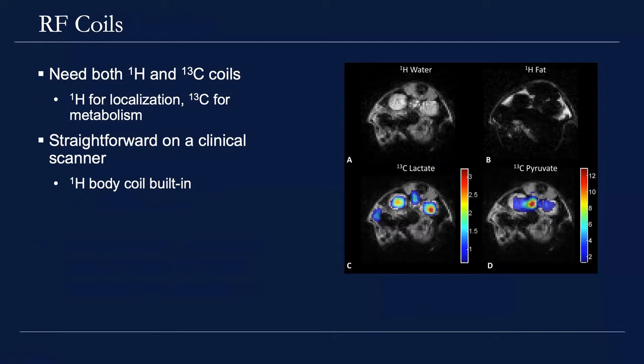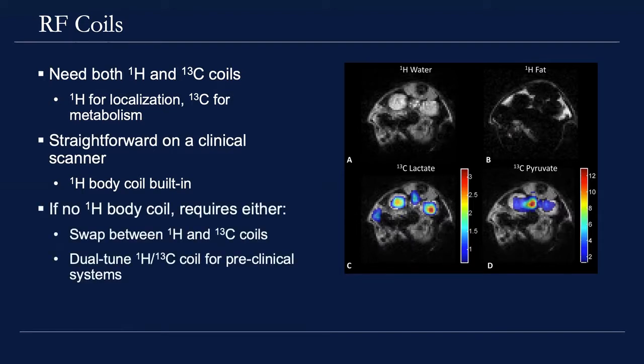But on preclinical systems like the Varian and the Bruker, there is no proton body coil built in. So that means we have to either purchase or design coils that are so-called dual tune that can acquire signal on both proton and carbon, or if you don't have that, you can swap between proton and carbon coils between your anatomic scans and your carbon scan. While that does work, it does introduce some potential for misregistration when you swap the coils out and move the inserts around.